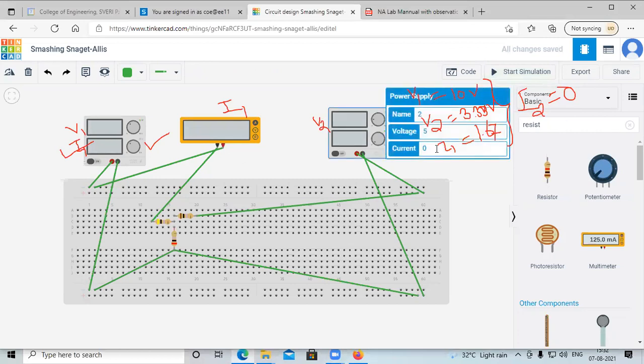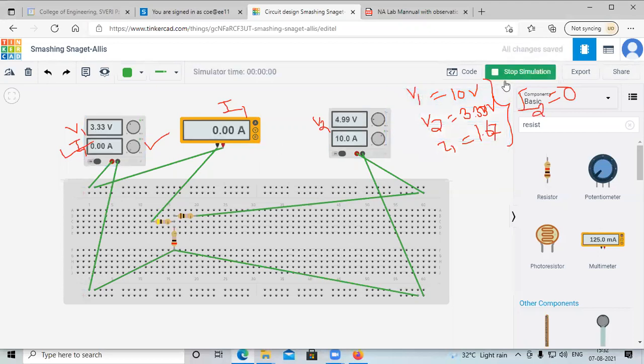I will select here current, suppose 10 ampere, and I will put I1 as 0. I1 0 is nothing but select the current 0. Okay, then start simulation. Here it is current 0. Here already current is shown. So take the reading.